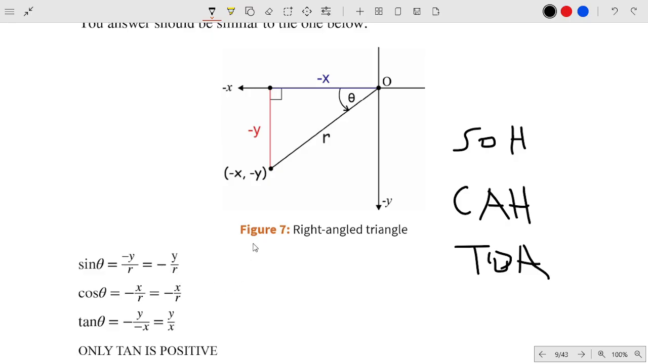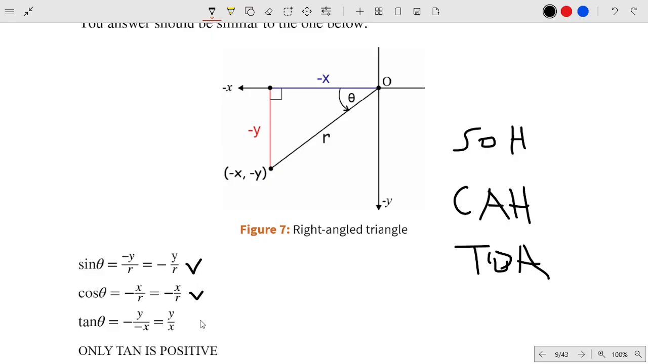Now the cos, CAH, adjacent on hypotenuse. Adjacent of this angle is negative x here, divided by the hypotenuse R. So we have negative x on R. So sine and cos are all negative in the third quadrant.